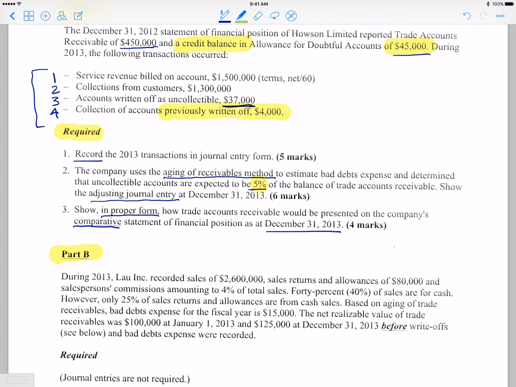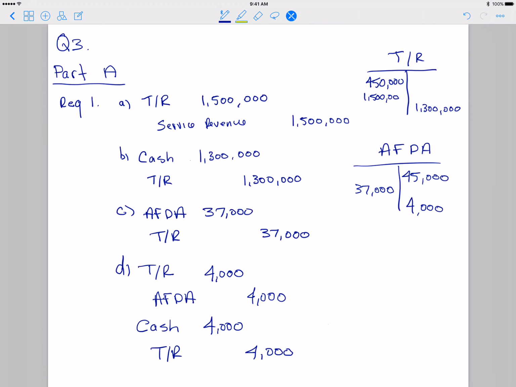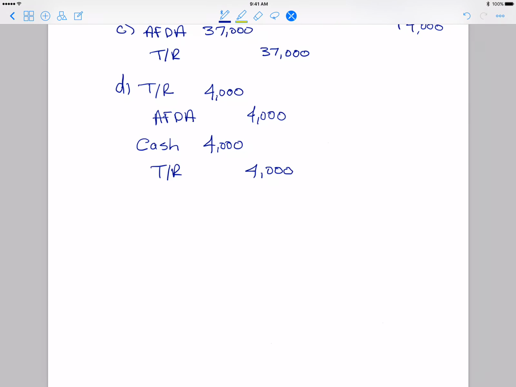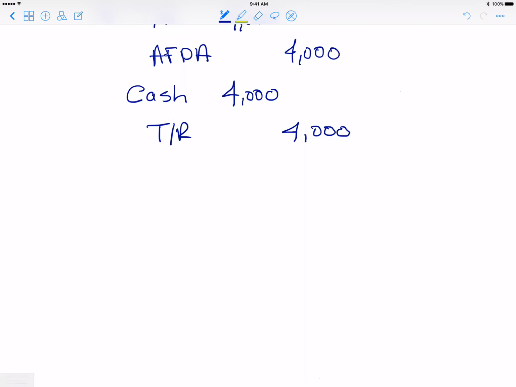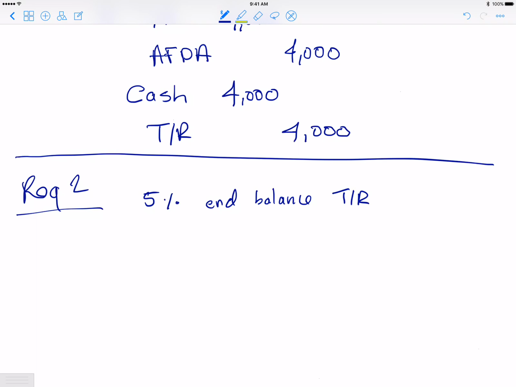So what they're telling us here is that their uncollectible accounts are calculated using 5% of the balance of trade accounts receivable at the end of the year. So our first step is to find that balance at the end of the year, and then taking 5% of that, we can see what our allowance for doubtful accounts should be. So I'm going to scroll down for a bit here and zoom in so we can get started on requirement 2. We said we're looking for 5% of the end balance of trade receivables, and I'm just going to do this to separate our previous requirements.